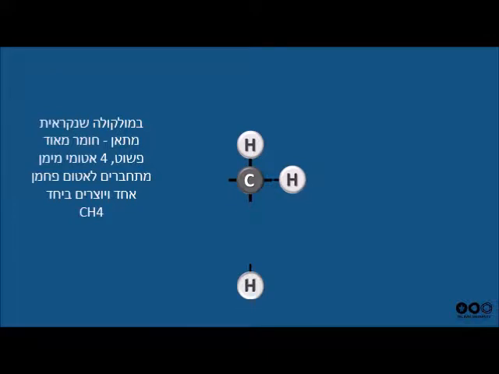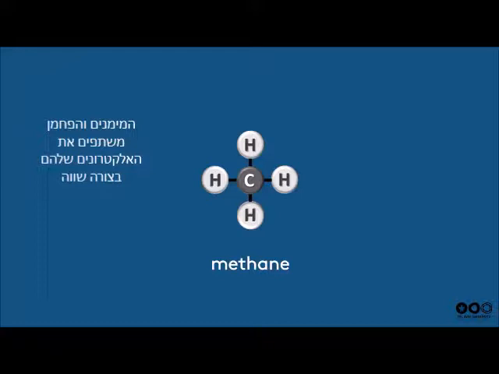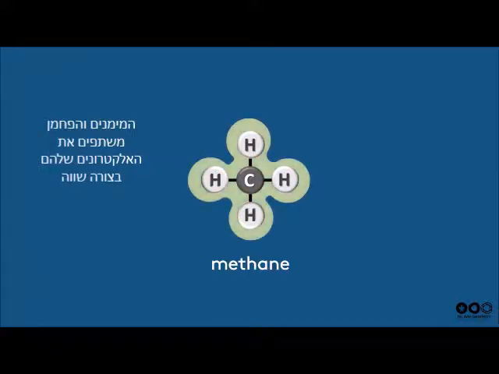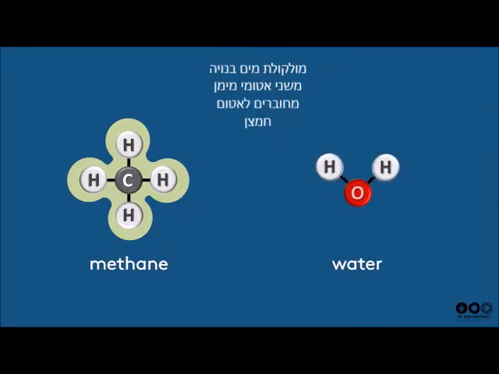In methane, a very simple compound, carbon binds to 4 hydrogens to give CH4. The hydrogens and carbon share their electrons equally. Now let's look at water. Water is made of 2 hydrogen atoms bound to an oxygen atom.